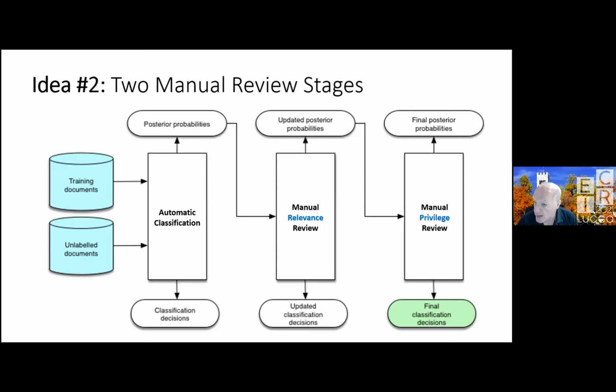And then we do a second review after the relevance review for privilege, after we know which documents need to be looked at. Now, we make an assumption here that the humans that are doing the review are perfect. It's just a simplifying assumption. You could take that out in your future work that cites ours if you want to.